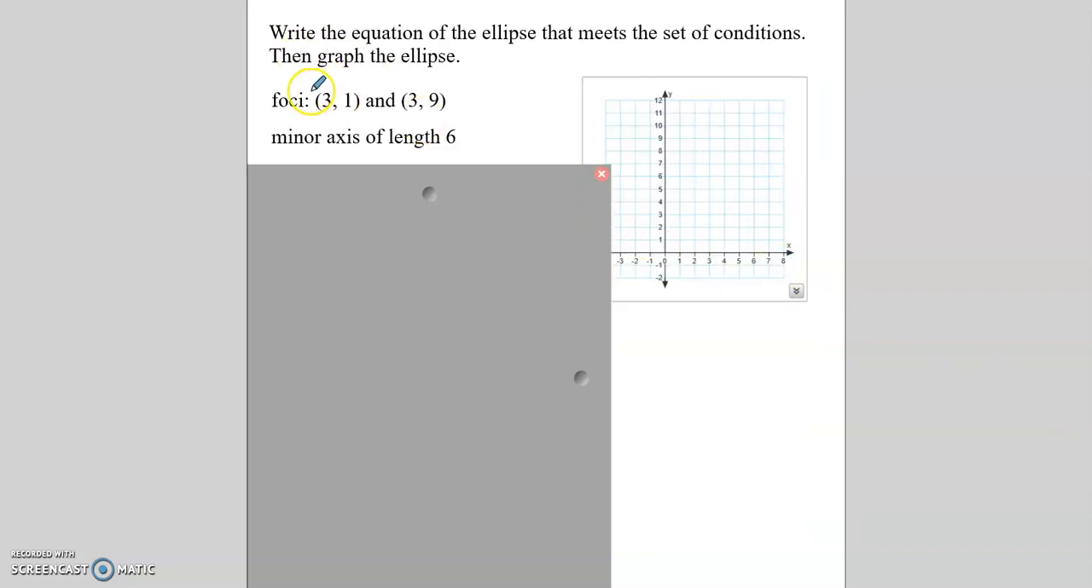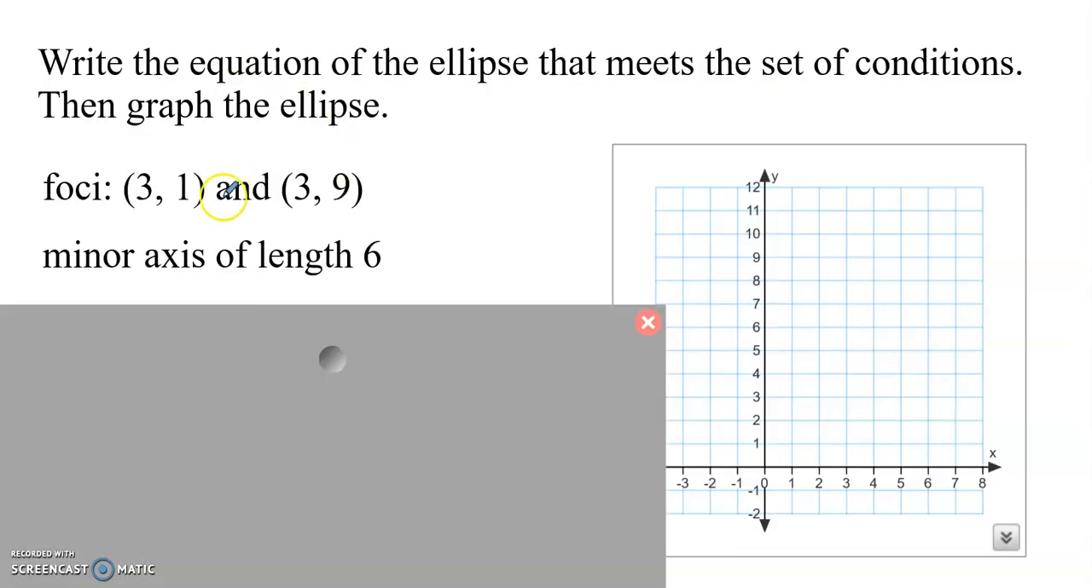And last one here, if the foci are at 3, 1, and 3, 9, and the minor axis is 6, how do I graph that? So I'm going to start by graphing what I know. The foci are at 3, 1, and 3, 9. And now that's all I really know about this picture, but I know the center will always be exactly halfway between these. So if I count how far apart they are, they're 8 units apart, so I go 4 units from each, and that's going to be where the center is.